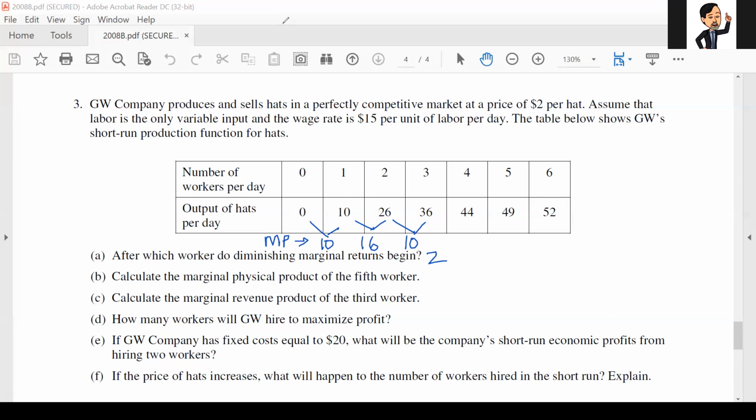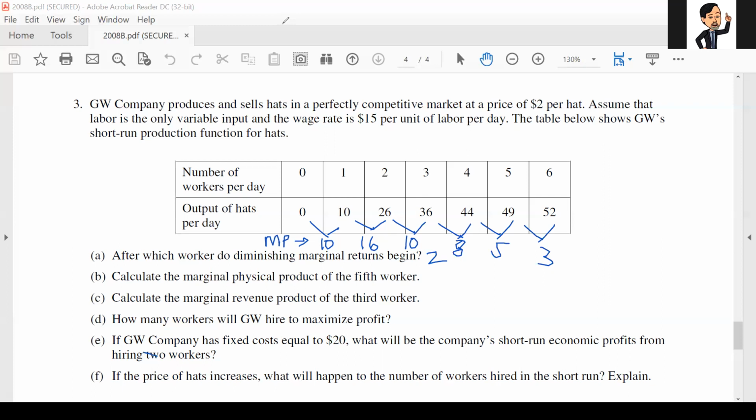All right, what is the marginal output of the fourth worker? 8. What is the marginal output of the fifth worker? And then what is the marginal output of the sixth worker? 3. Okay, good. All right. What's wrong with you guys?